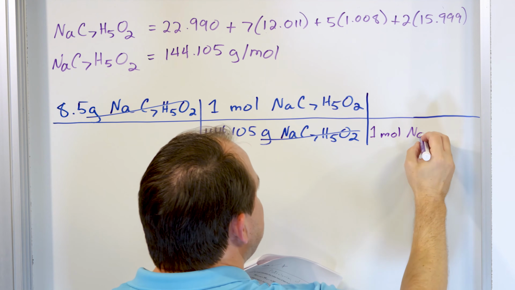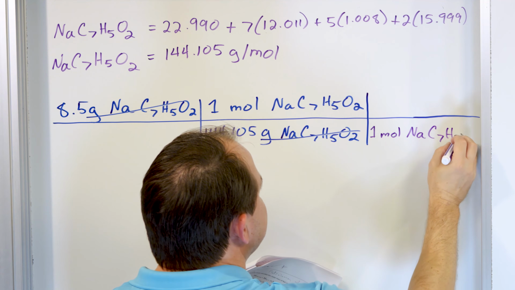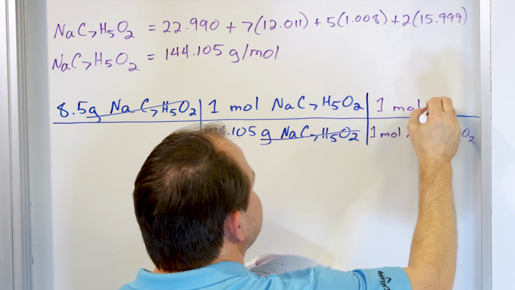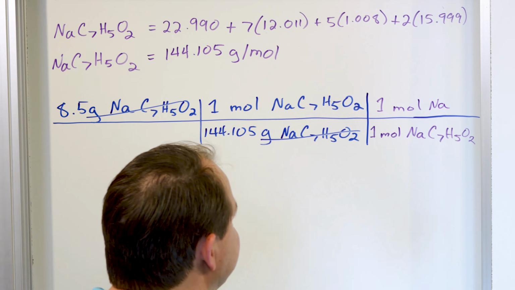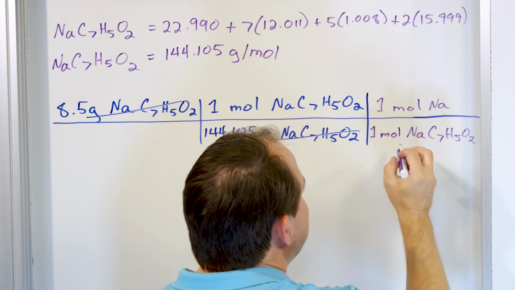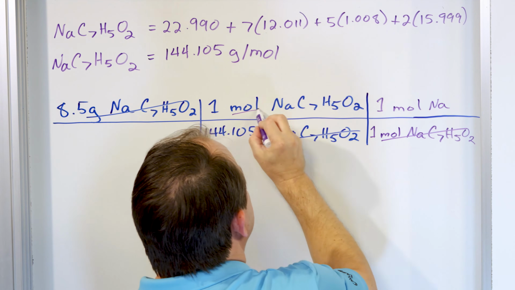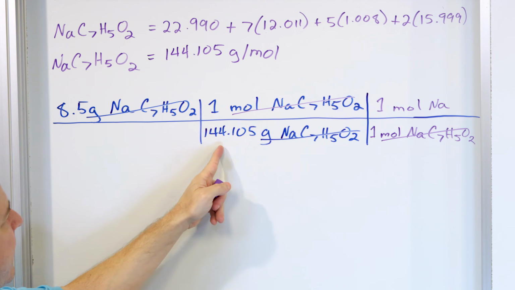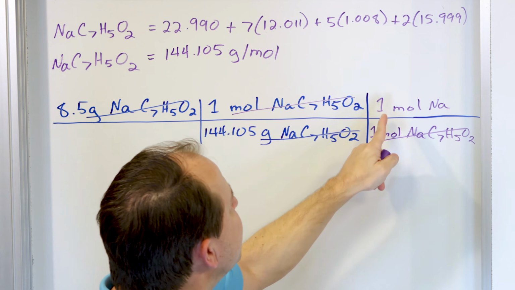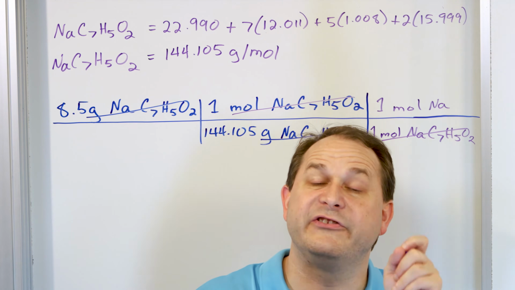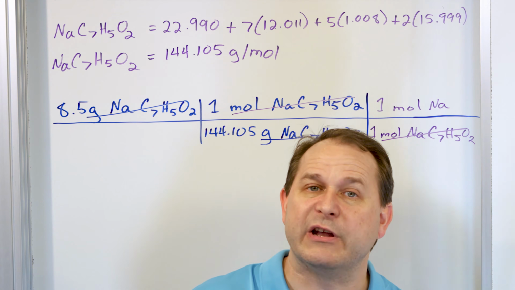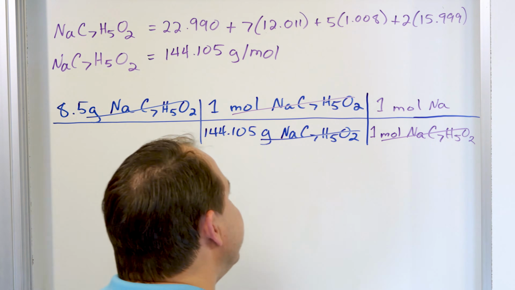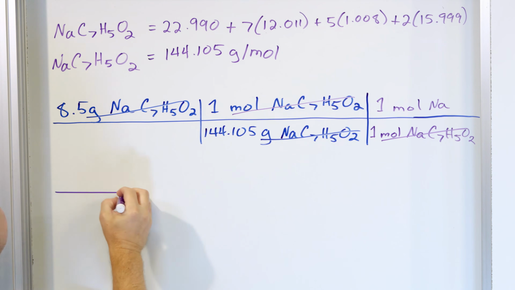Write the whole thing down. NaC7H5O2. There has to be 1 mole of sodium atoms, essentially. And the way you can write that is 1 mole of sodium. You know that means atoms. So this is going to cancel with this. Now, if you stop the calculation here, you take this times 1, divide by this, times 1, divide by 1, you now know the number of moles of sodium in that sample. But we want the grams of sodium. We can always convert from moles to grams. So we continue on the next line here.